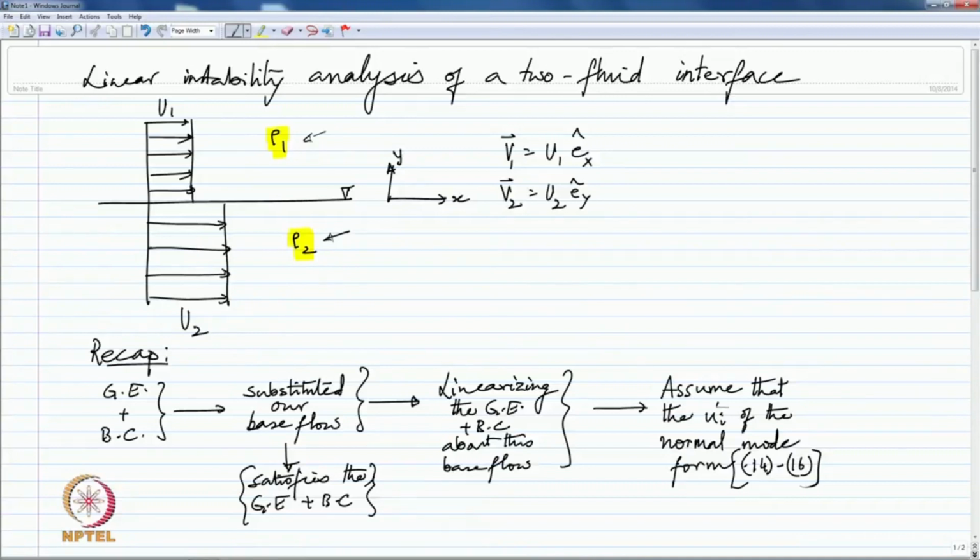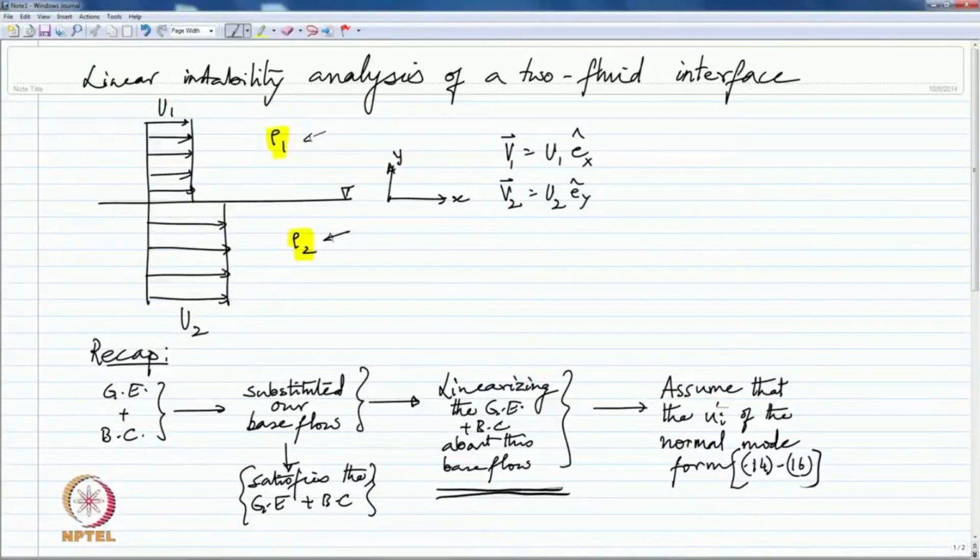as it does. Then we introduce a small perturbation to this base flow field, which we denoted by the primed quantities ui prime, vi prime, pi prime, etc. And we substituted the perturbed flow fields into the governing equation and boundary conditions and linearized the flow. So, the first step was to linearize the flow field about this base flow field. That gives us a set of linear partial differential equations that will describe the growth or decay of the perturbed quantity.